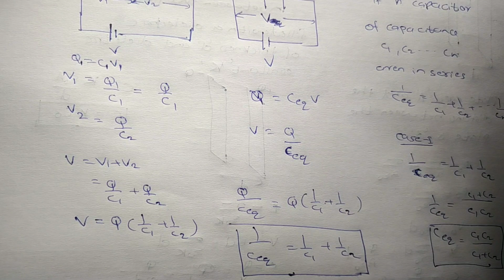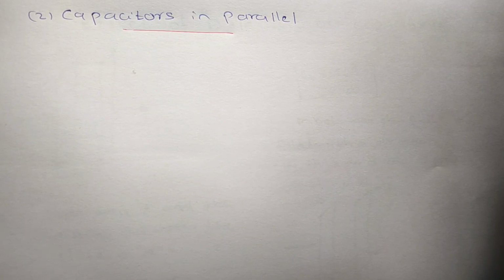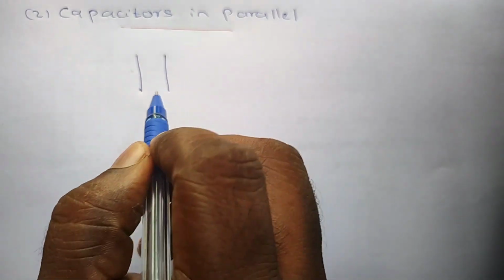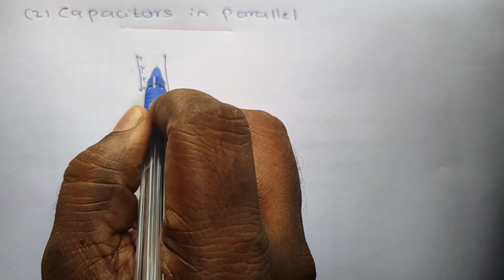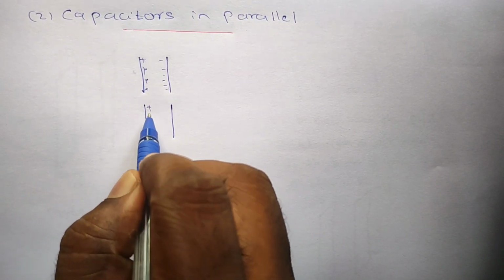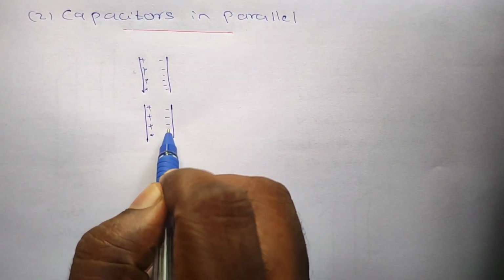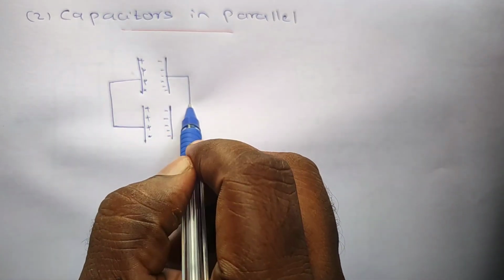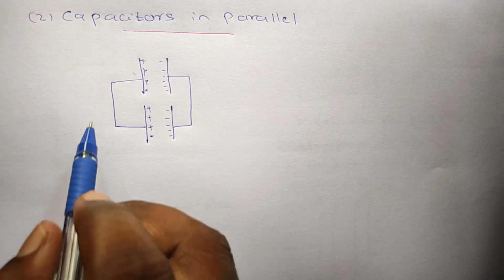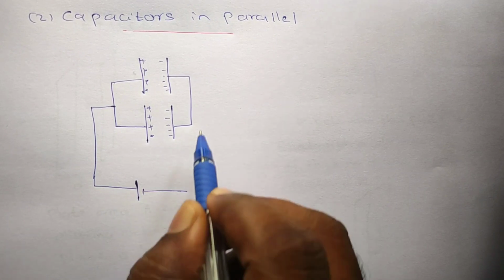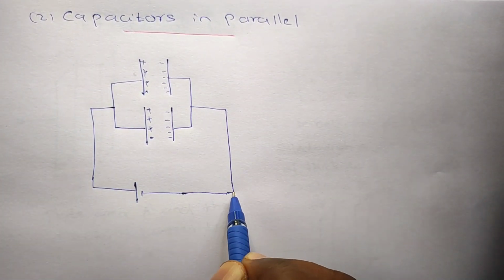Next we are going to see the parallel combination. Now we are going to discuss capacitors in parallel. So I am going to consider two capacitors connected in parallel. How will we connect a parallel combination? Parallel combination means the positive plate of one capacitor is connected to the positive plate of the other capacitor, and the negative plate of one capacitor is connected to the negative plate of the other capacitor. This entire thing is connected to a voltage source.